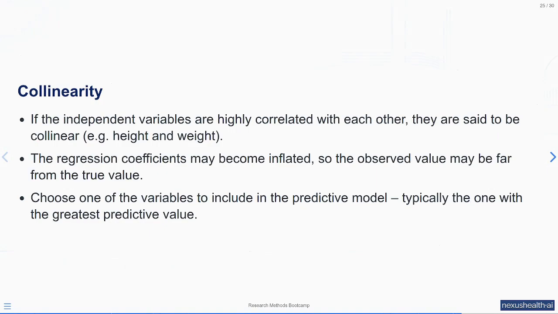If the independent variables are highly correlated with each other, they are said to be collinear. Height and weight are highly correlated, and so they are collinear. If there's collinearity, the regression coefficients can become inflated, so the observed value may be far from the true value. So we can only include one of the variables in the predictive model, typically the one that has the greatest predictive value. We can't put both of them in the model, right? So you just pick the one that has the greatest predictive value, and then you feed that into the model.